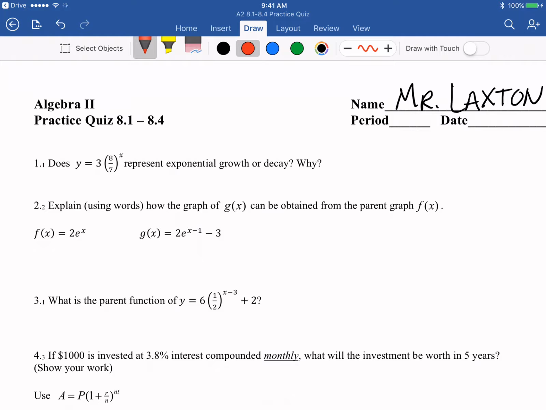This is Mr. Laxton talking through the 8.1 through 8.4 practice quiz that we got here.